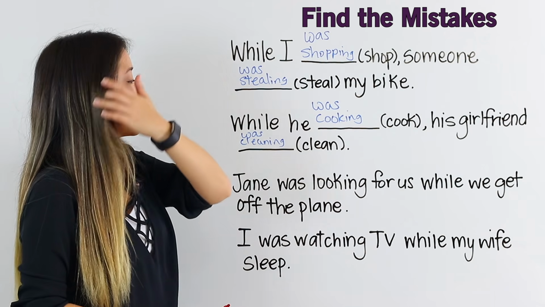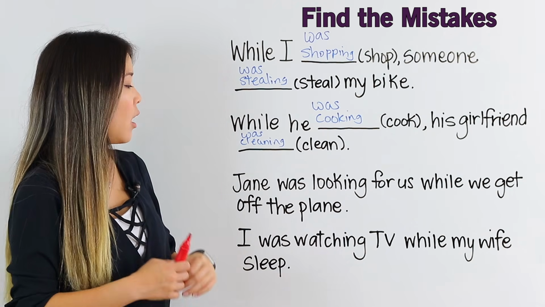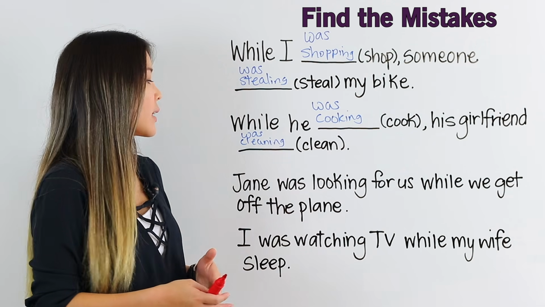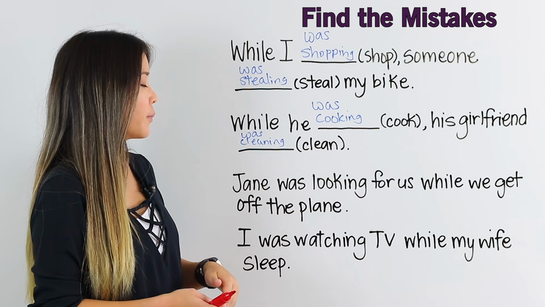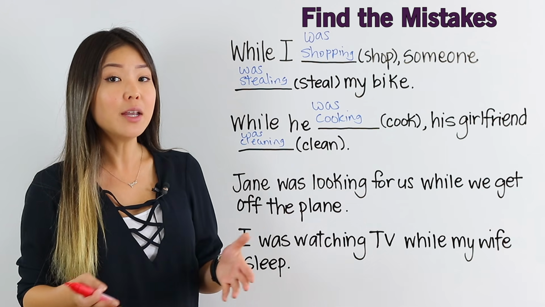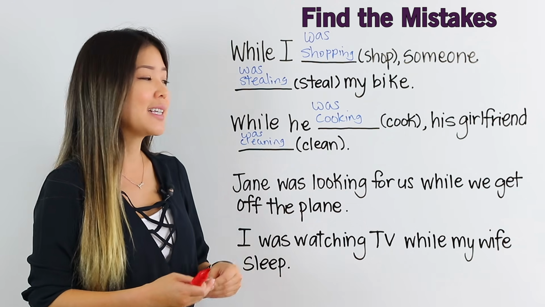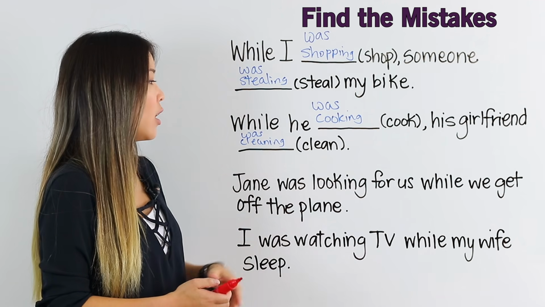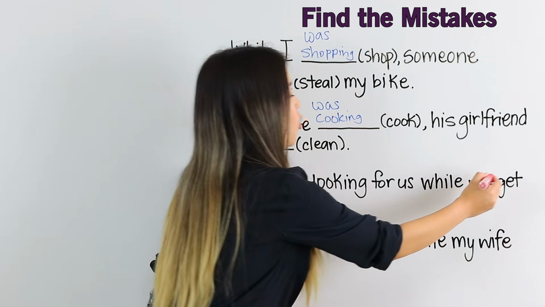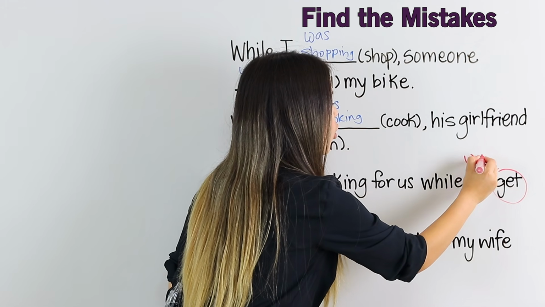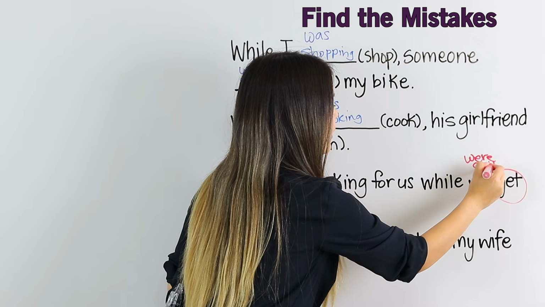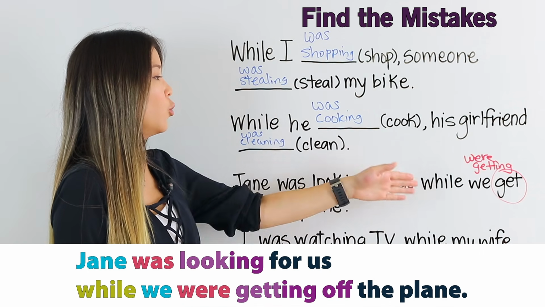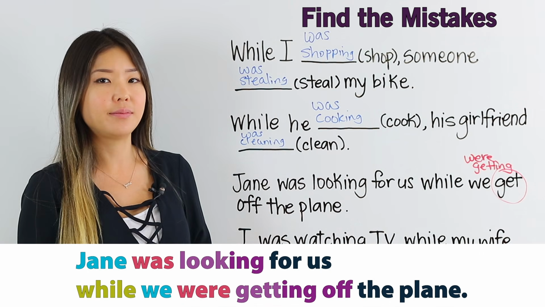Jane was looking for us while we get off the plane. The first part of this sentence is correct. Jane was looking. Now, the second part of the sentence, notice it's not in the past continuous tense, while we get off the plane. So, what we need to do is say, were getting. Jane was looking for us while we were getting off the plane.